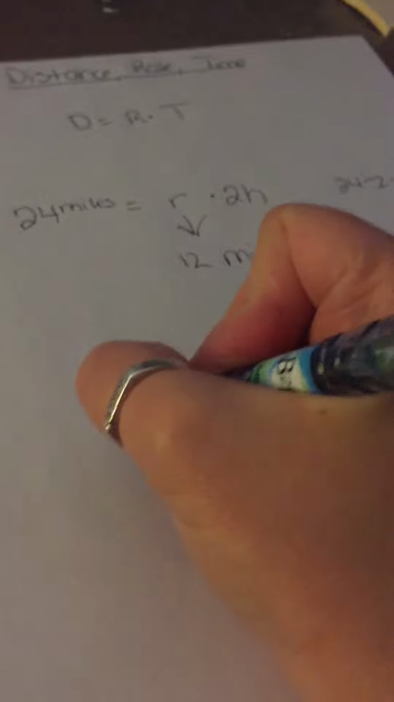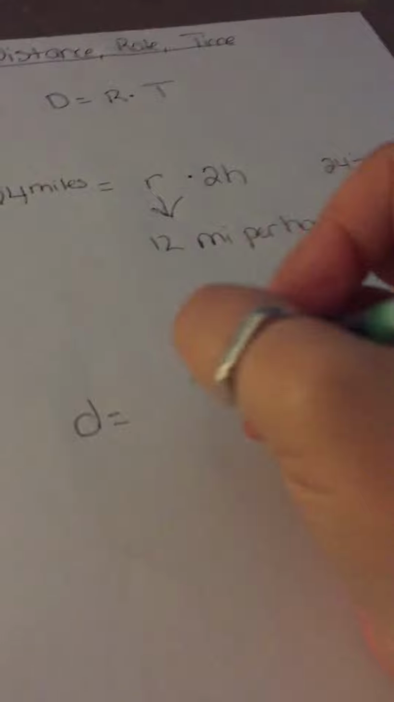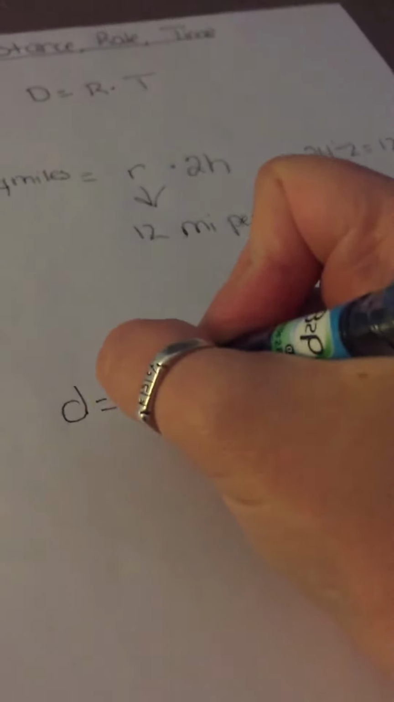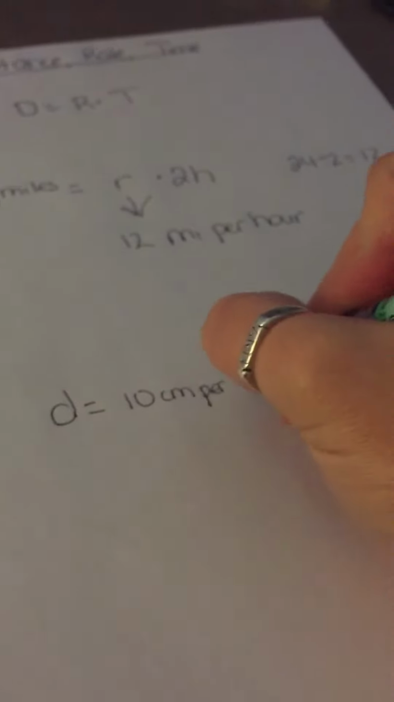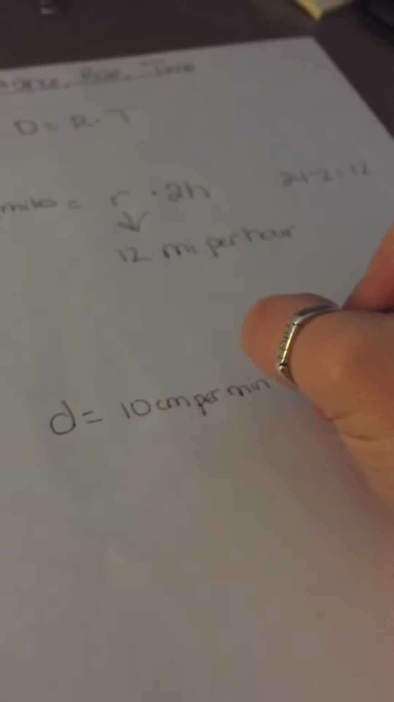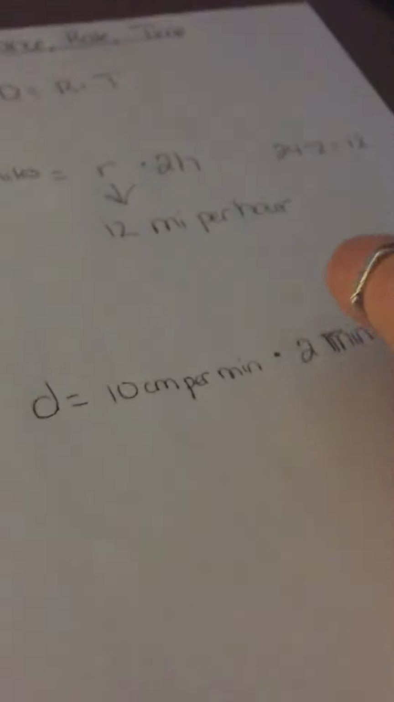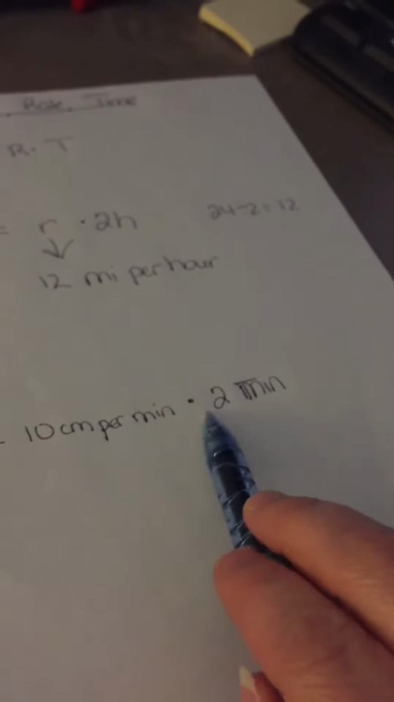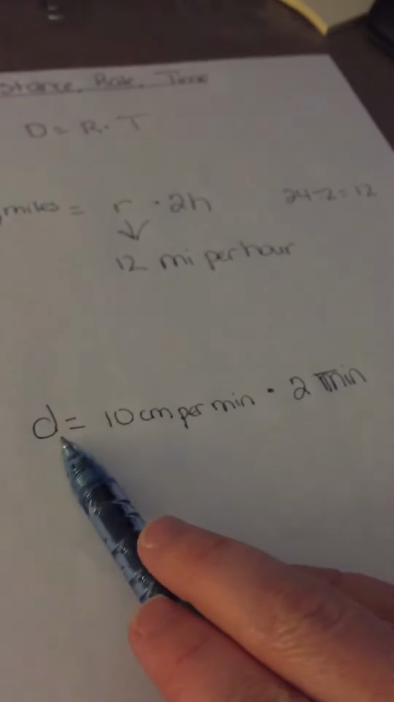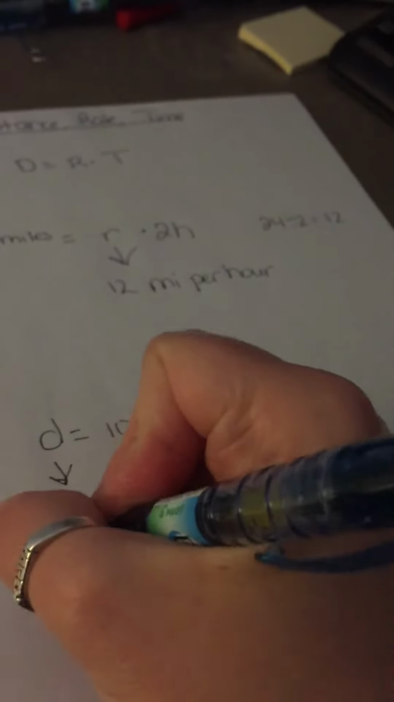Let's take a look at a second example. In this case, we're going to have our distance be our variable, and we're going to say that our rate or our speed was 10 centimeters per minute, and we traveled in a time of, our time was 2 minutes. All right, so we can calculate the distance. If we're going 10 centimeters per minute and we traveled for 2 minutes, what is our distance? So we're going to multiply our 10 times 2, means our distance is 20.